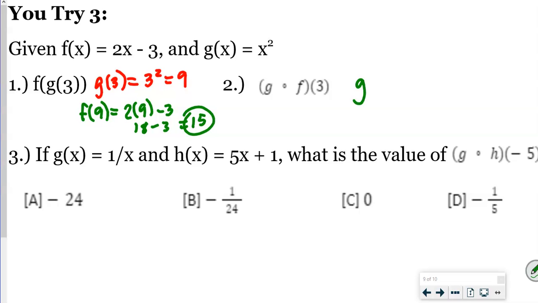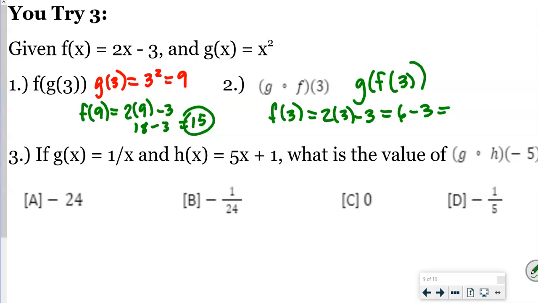Okay. Now this next one is g of f of 3 again. So I'm going to rewrite it. G of f of 3. What are we doing first? We're going to do the f of 3 first, right? So f of 3 is going to be 2 times 3 minus 3. Isn't that 6 minus 3? So that's 3. And then we're going to put that in for our g. So g of 3 is going to be what? 3 squared, which is equal to 9. Okay? So let's see if you guys can do this next one.